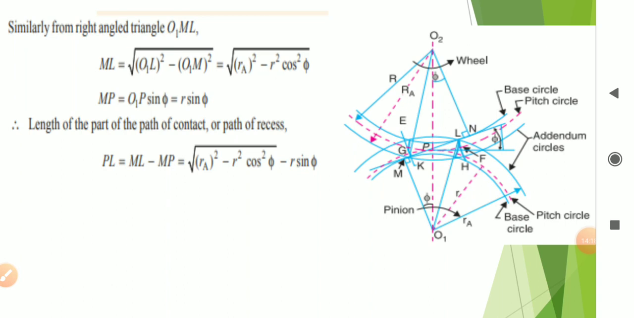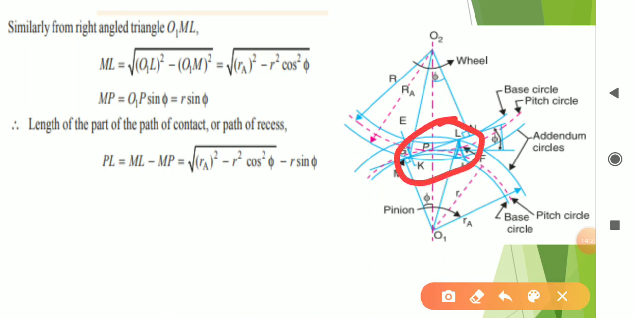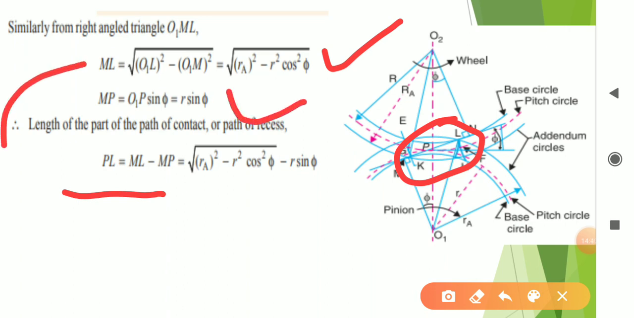Now we have to find out the length of path of contact. This is the path of recess, and the path of recess is PL. PL is the subtraction of ML minus MP. Putting the values of ML and MP into this equation, we get PL equal to under root small ra square minus small r square cos square phi, minus small r into sine of phi. This is your path of recess.